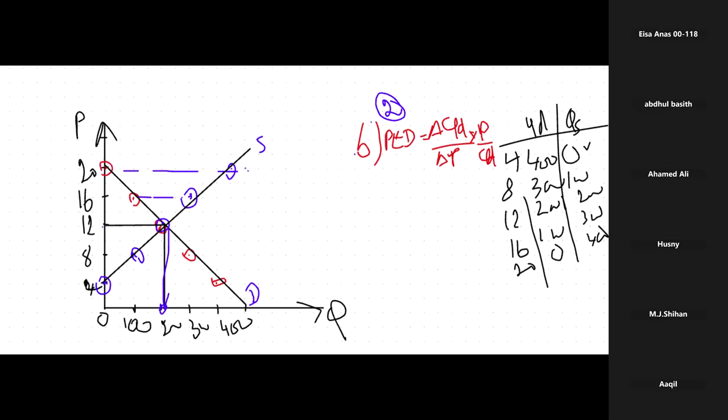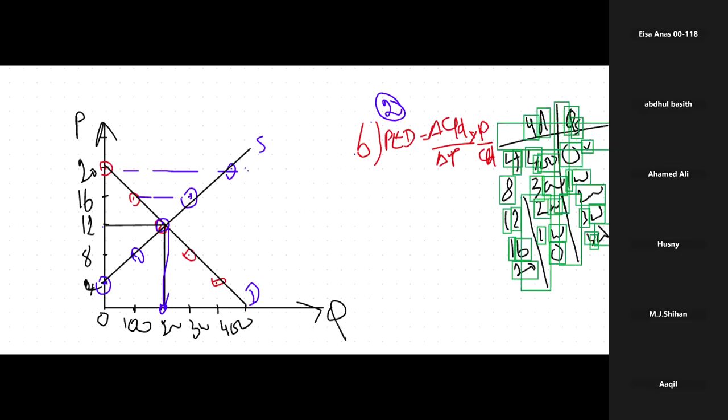A doubt is asked whether we have an equation for consumer expenditure. Actually, we don't use a direct equation for consumer expenditure or producer revenue. In case you want to use one, you can say price into quantity. That's all. Consumer expenditure is price into quantity, and producer revenue is also price into quantity. Okay, right. Now let's continue with the PED.